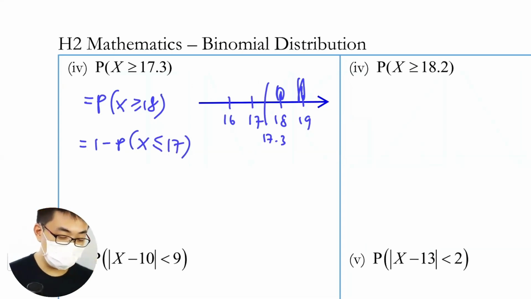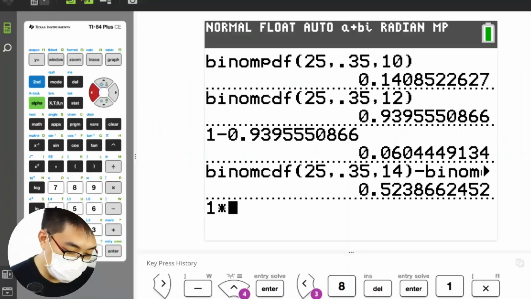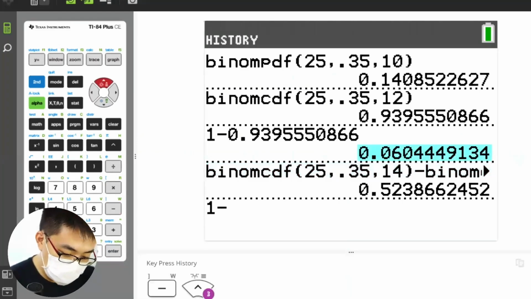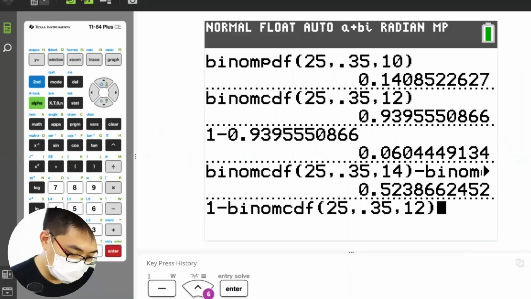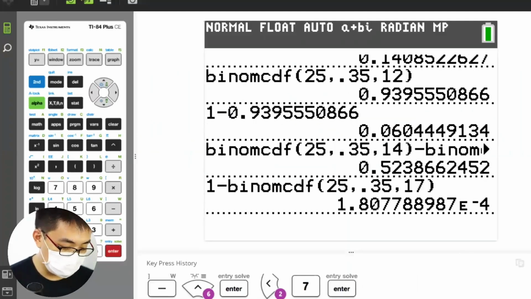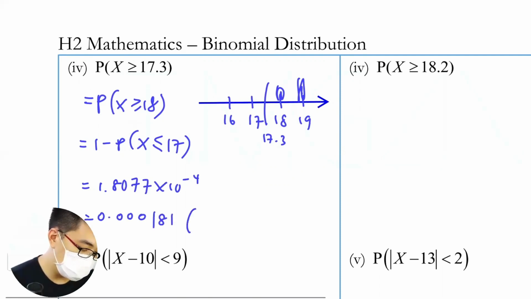If you really do not know what to do, so this is 1 minus CDF, 17. Oh, very small. It is 1.8077 times 10 to the power minus 4. Okay.